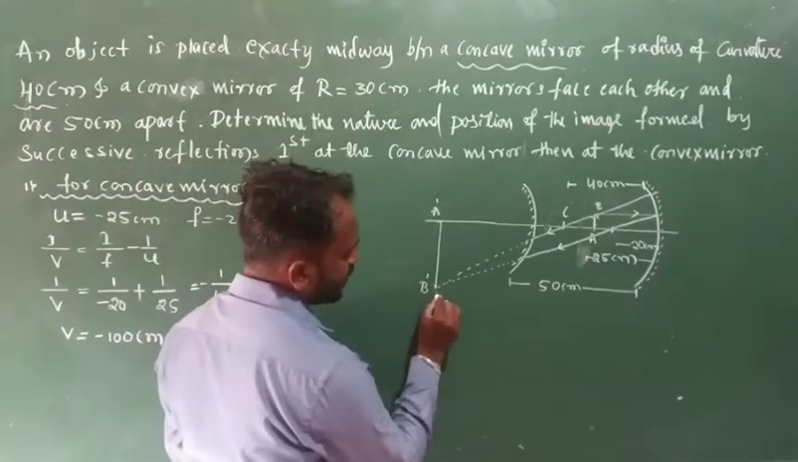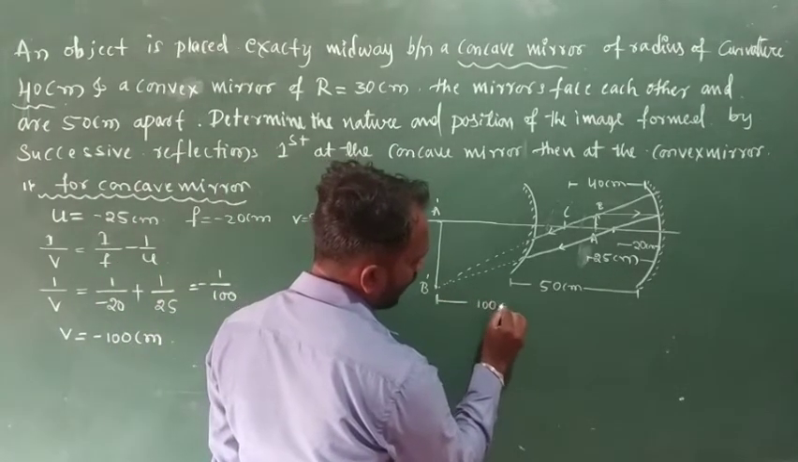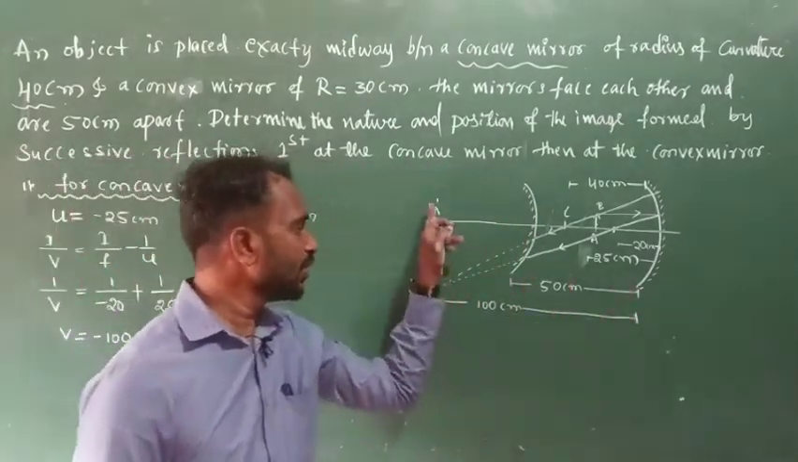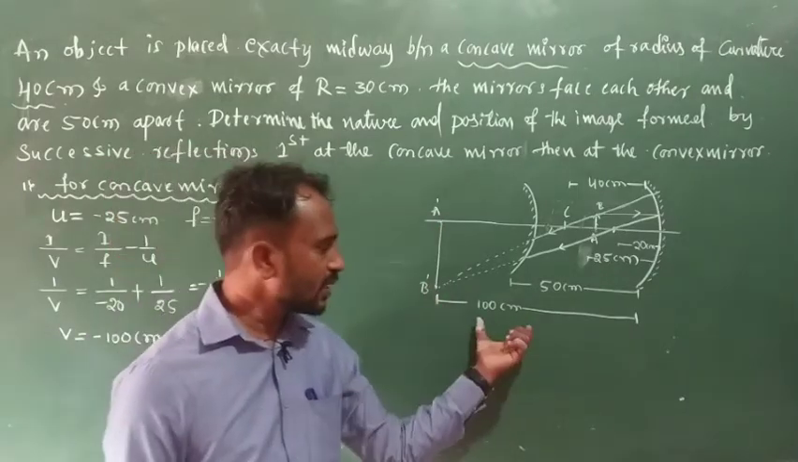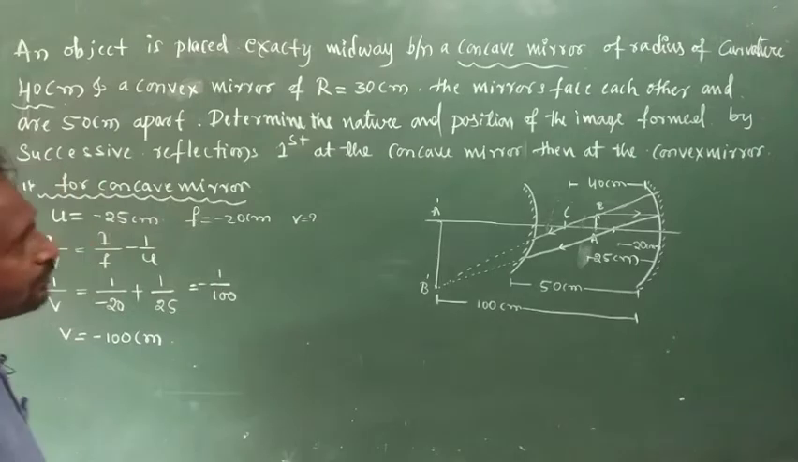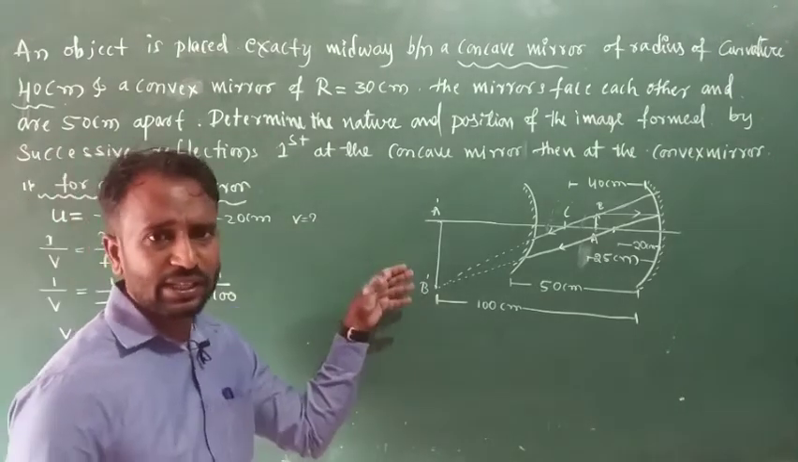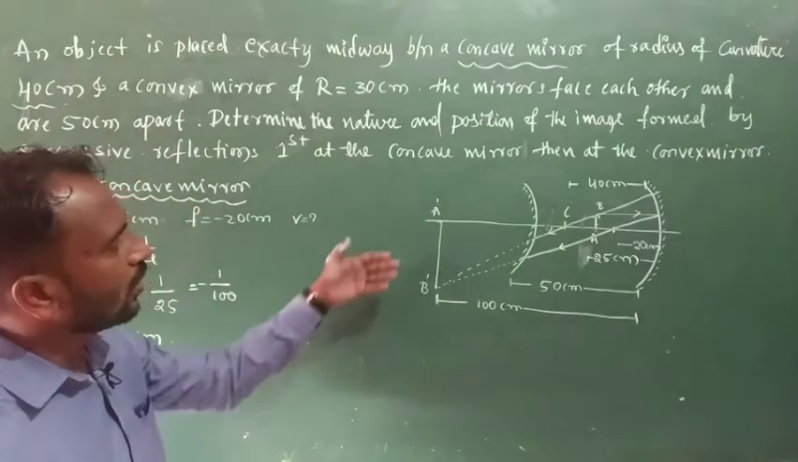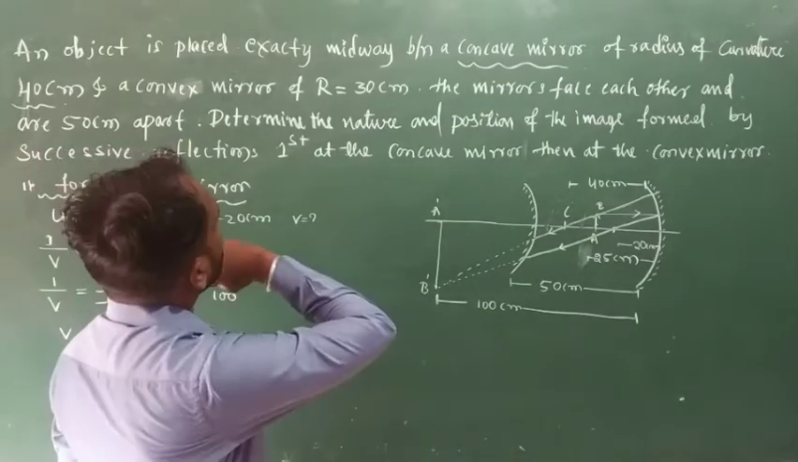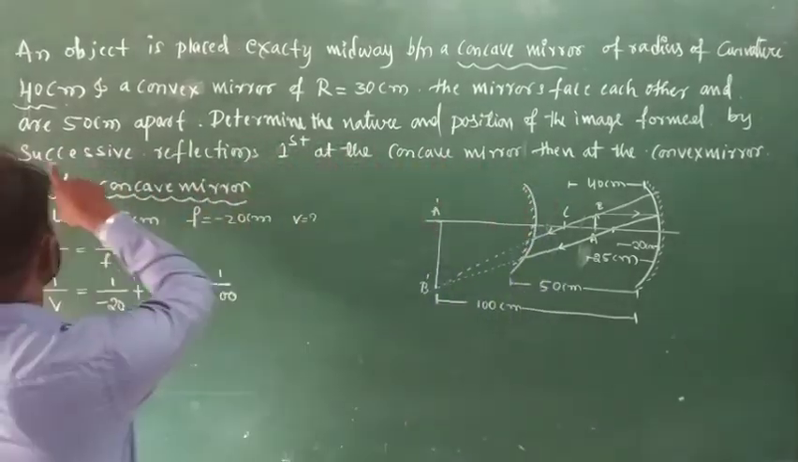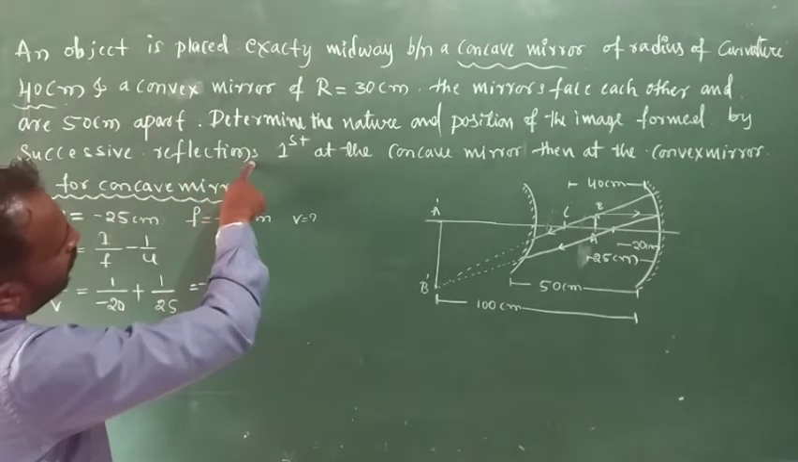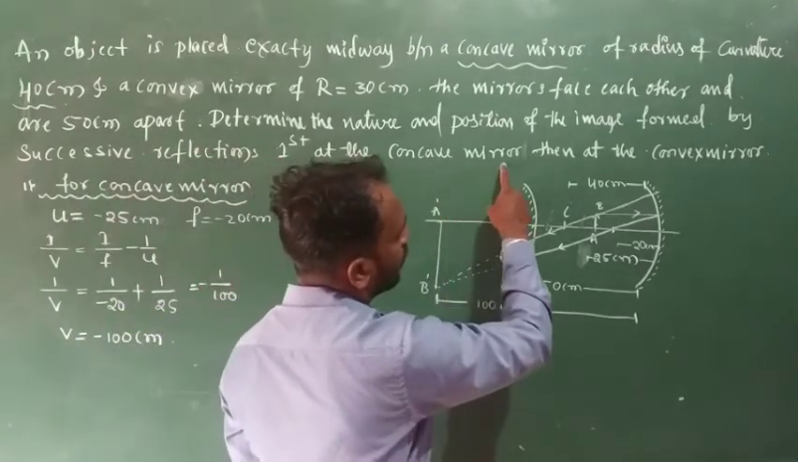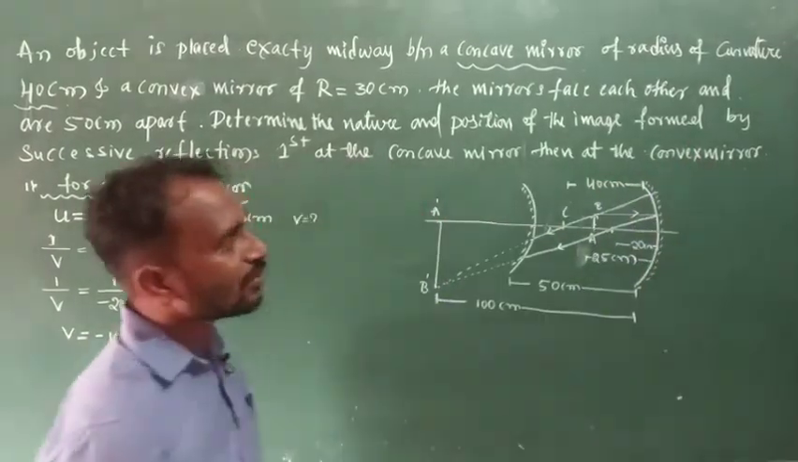This distance of 100 centimeter is the distance between the concave mirror and the image. This is a real, inverted and enlarged image, in other words a magnified image. This is for successive reflection, first at the concave mirror, then at the convex mirror.